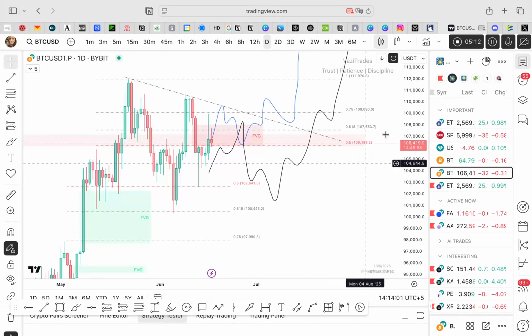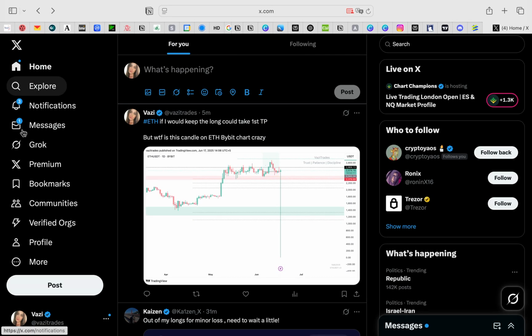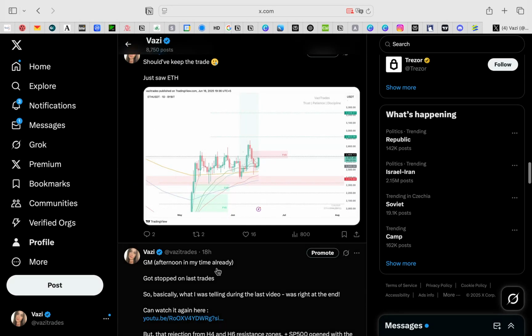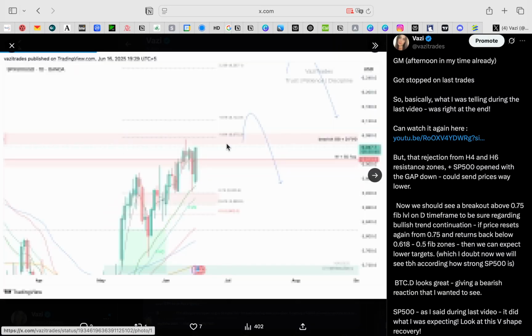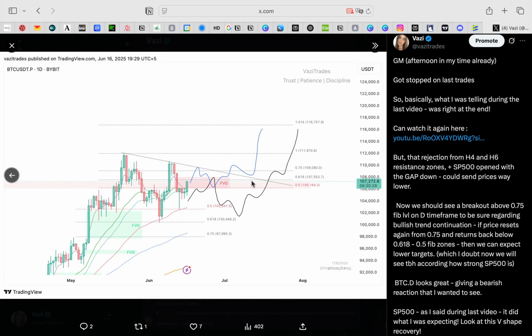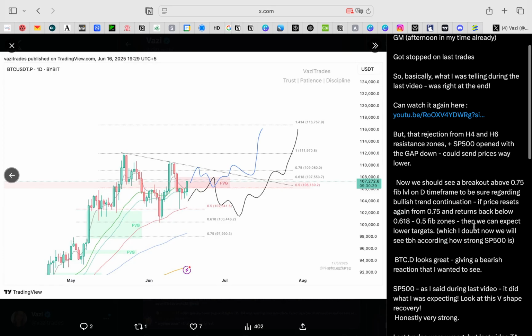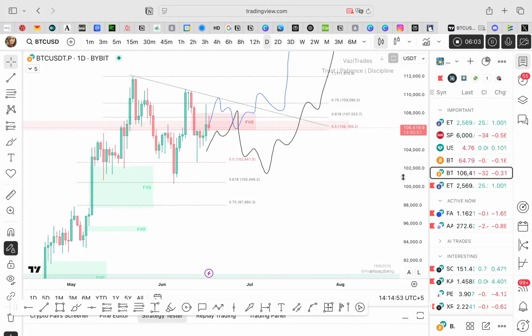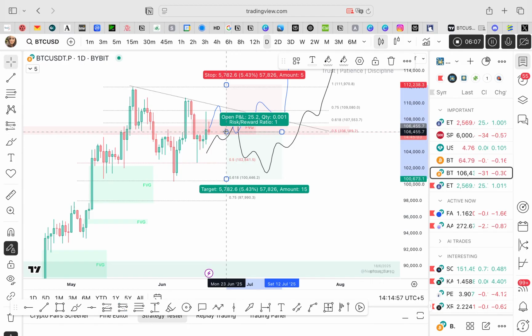I was talking about Bitcoin already before. Let's go to X, where it is. So here it is, right? I was writing about it yesterday, and I said that 0.618 can be an interesting zone, where we can then expect lower targets. So let's go back to here, and we can see how exactly it took this price area. It came even a bit higher, to 0.75 and 0.618. We can see that the opening started lower than yesterday's close, which means it's good to short.